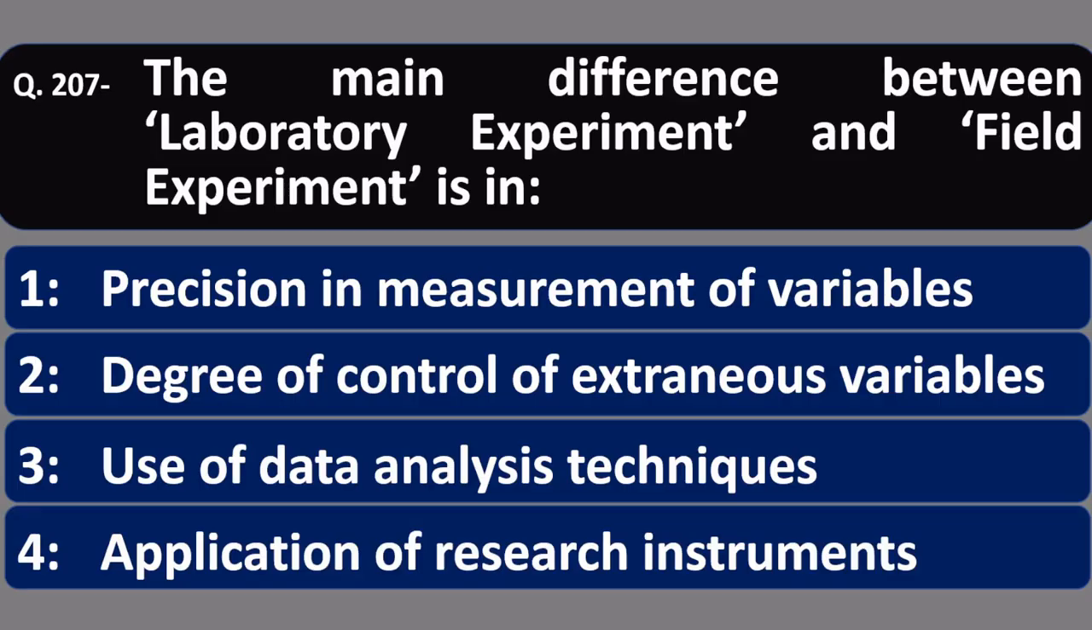Friends, in laboratory experiment we can control the extraneous variable at the highest level. So option number 2, degree of control of extraneous variable, is the correct answer.